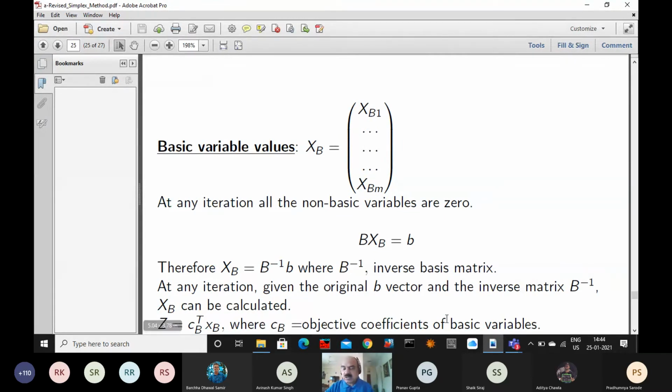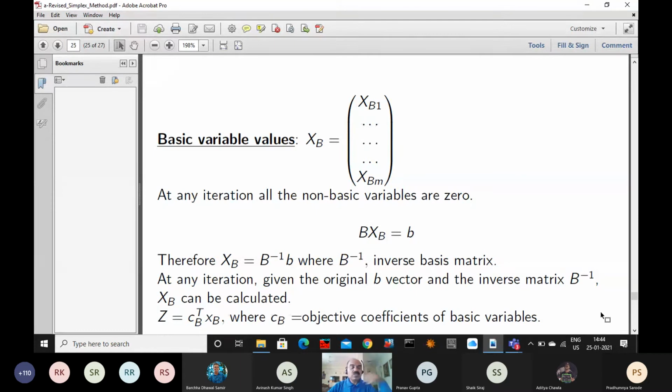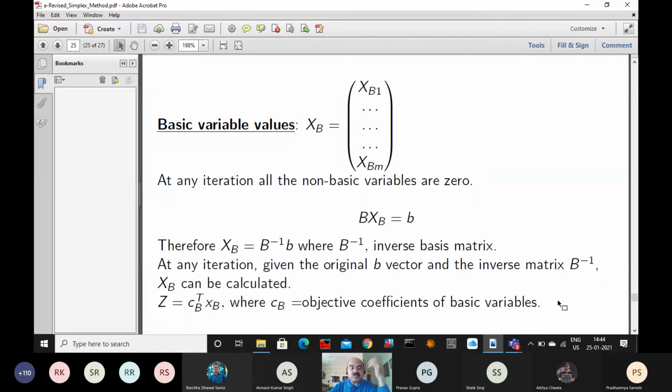Our objective function, we are writing C transpose into X. If you consider it a column vector, then you take the transpose. If you say row vector, you can write CB into XB. That depends on the notation you are using. Z is the objective function. Non-basic variables are 0. Once the non-basic variables are 0, we write it in this form: CB transpose into XB.